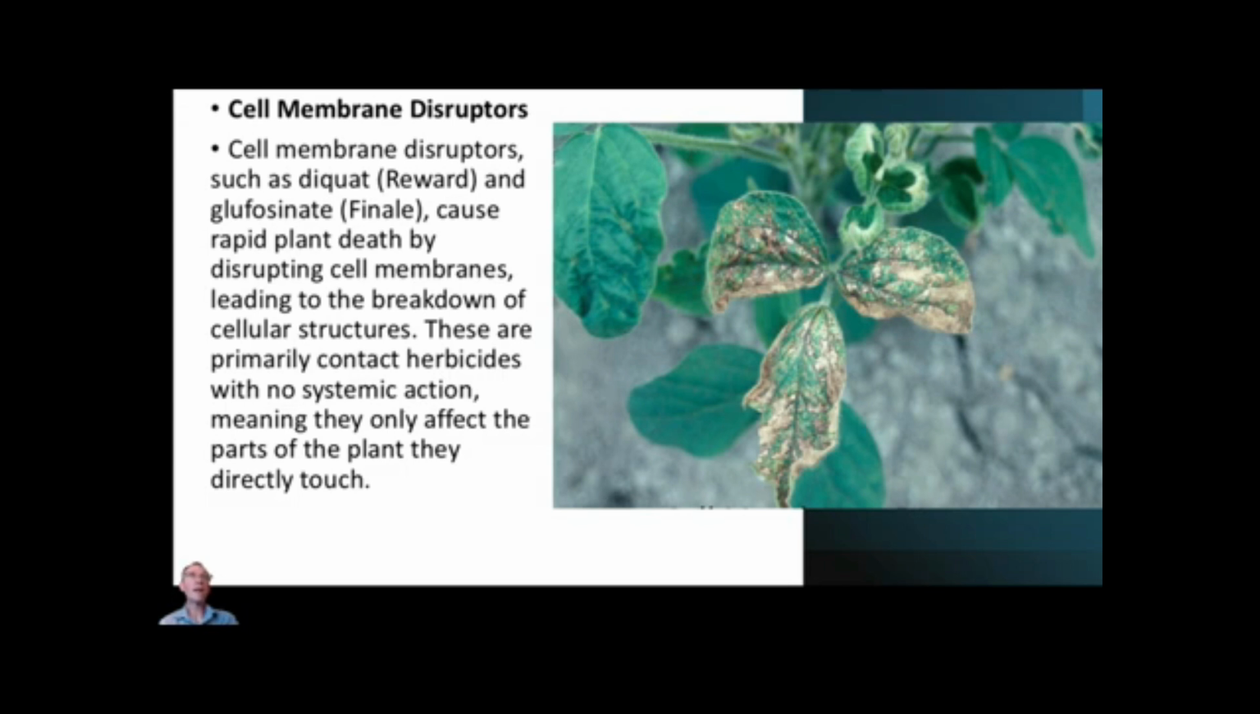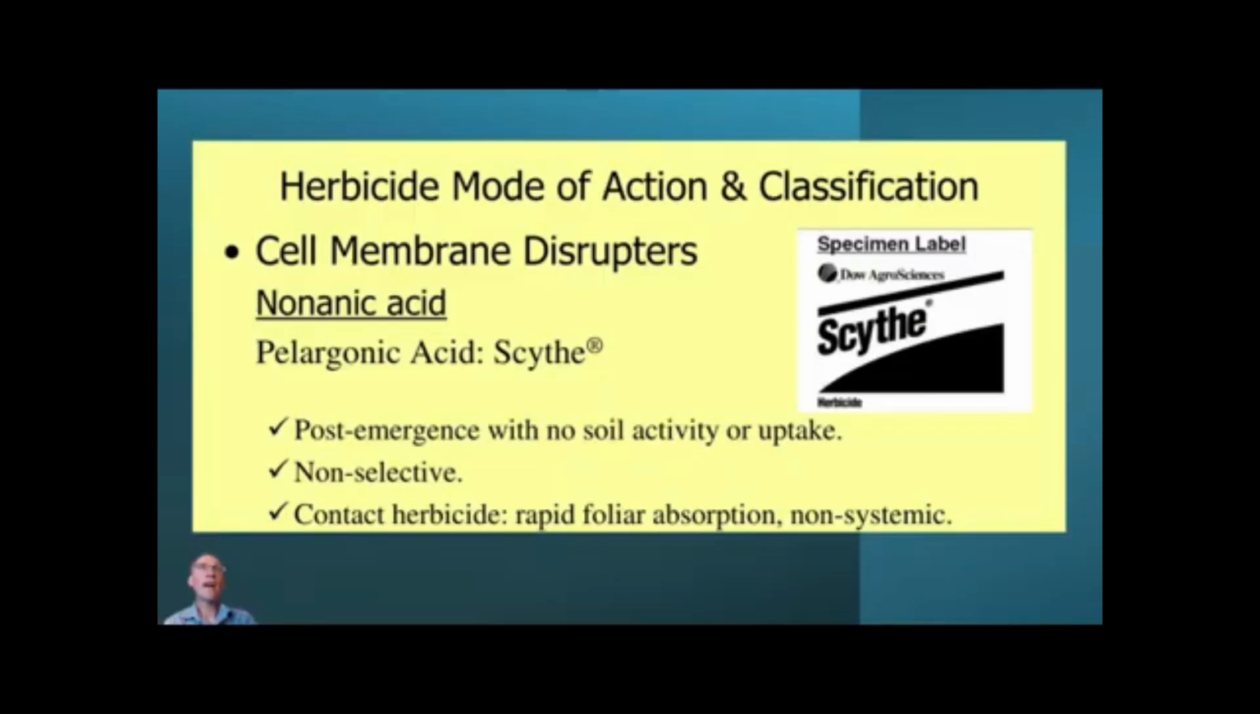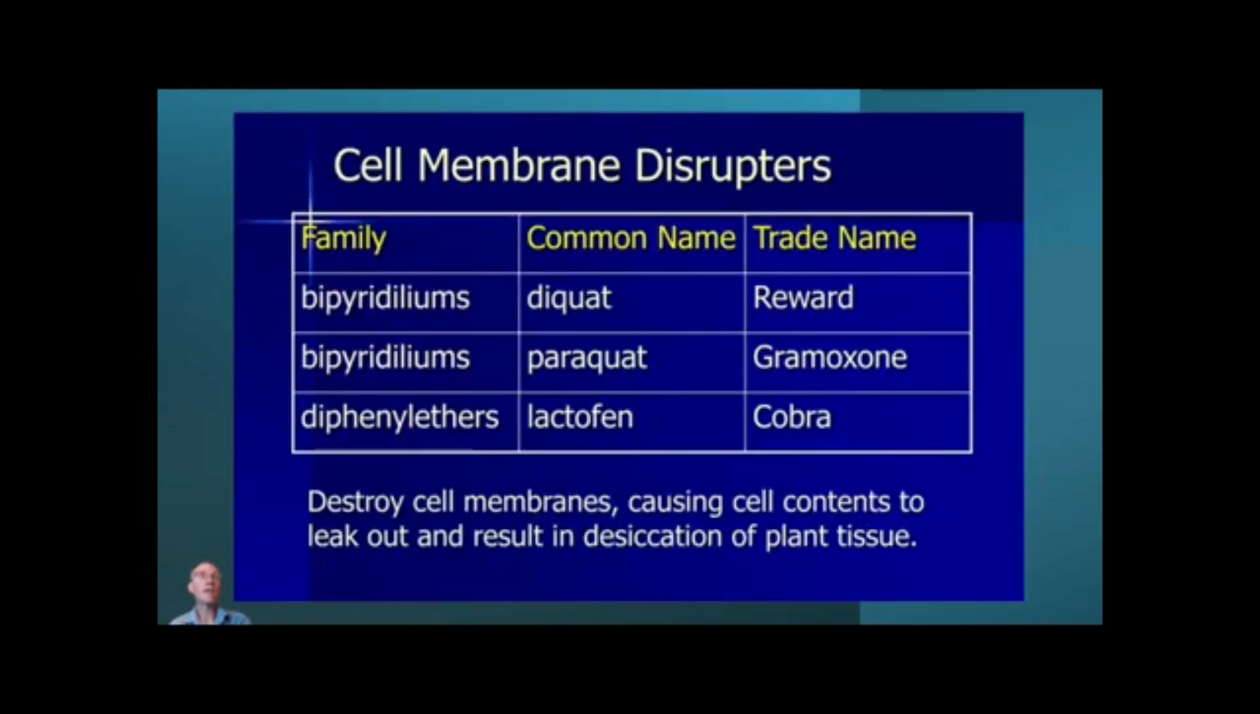These are primarily contact herbicides with no systemic action, meaning they only affect the parts of the plant they directly touch. Herbicide mode of action and classification. Cell membrane disruptors: pelargonic acid (nonanoic acid), Scythe. Post-emergence with no soil activity or uptake, non-selective, contact herbicide, rapid foliar absorption, non-systemic.